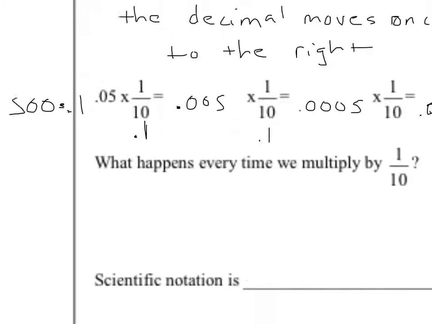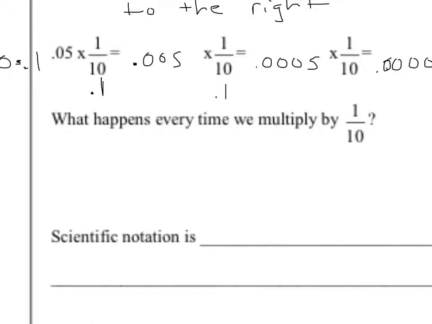Jalela. The value is getting smaller, absolutely. Anadari? The decimal moves once to the left.